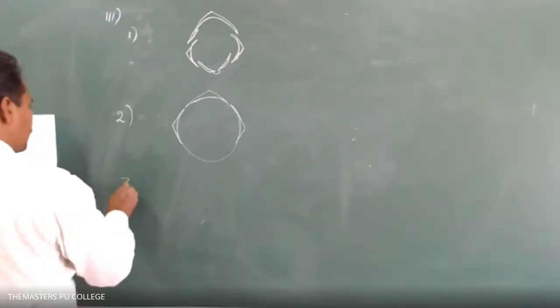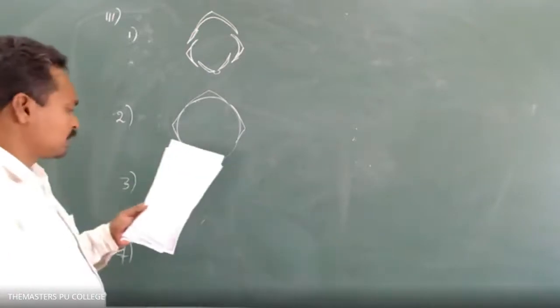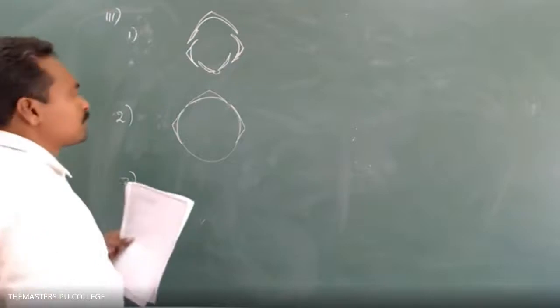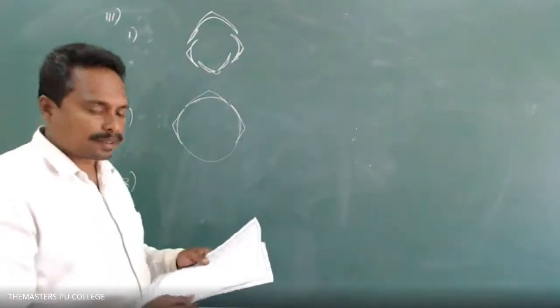Which estivation is seen in cotton? Twisted. Option 4, twisted. Which option is the correct answer? The fourth option is the correct answer. Right.